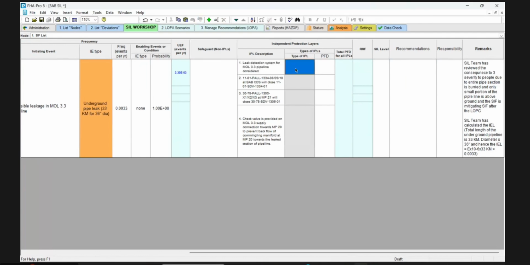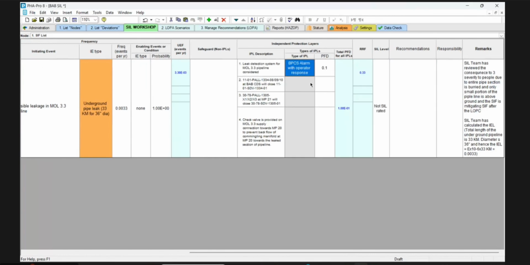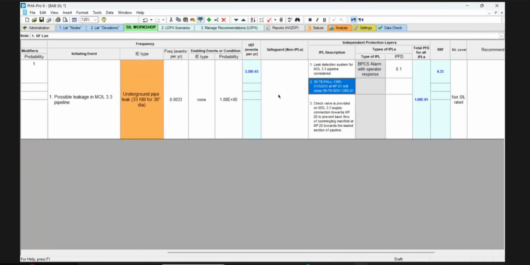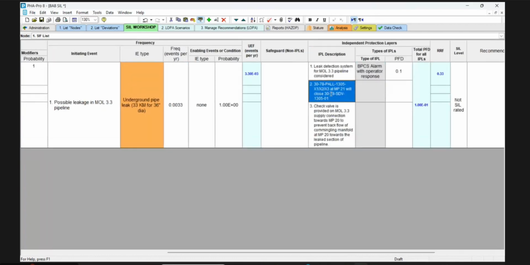So you are saying LDS. I'm saying LDS is the alarm with operator alarm. PLL, this is the same PLL. I will take it because this is not sheet. This PLL, where is this PLL? Can someone confirm where this PLL is? We took a copy from the previous one. Yeah, we have taken it from the header.